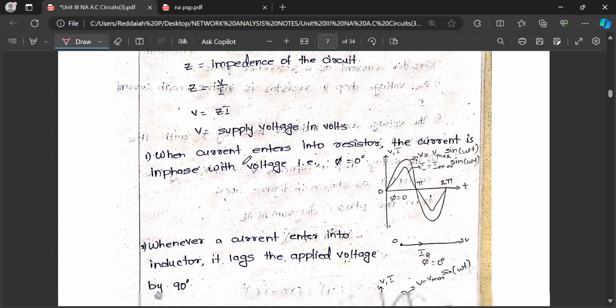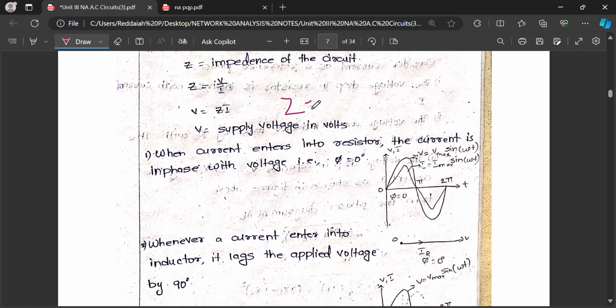Z equals V by I, or Z equals R plus j(XL minus XC). This formula you have to remember: R plus j(XL minus XC). It is very important for finding the impedance of an RLC circuit. Previously only L was there, so we considered only R plus jXL. Now minus XC will also be considered.